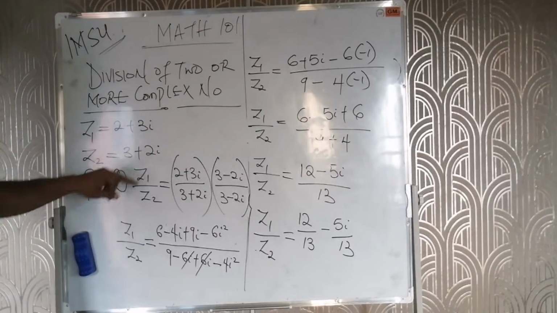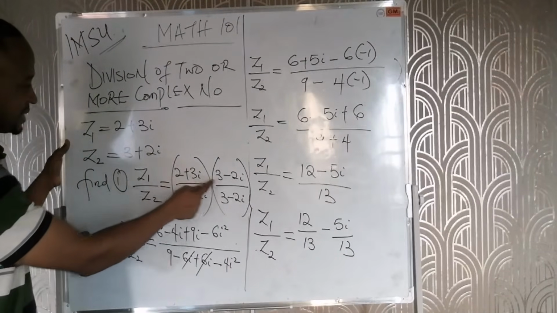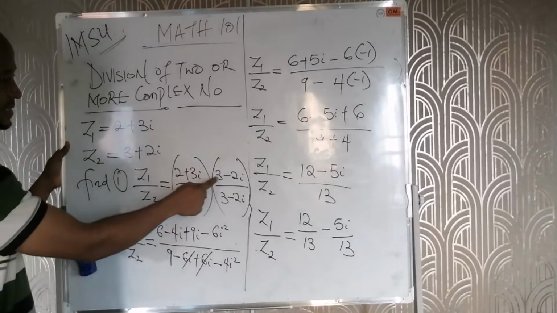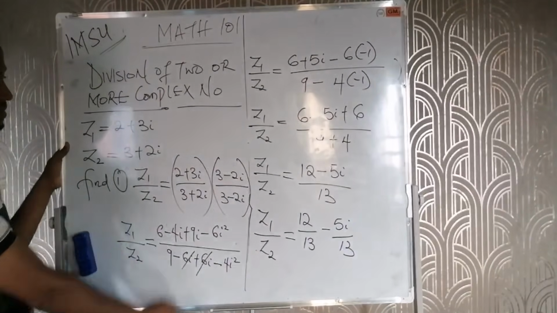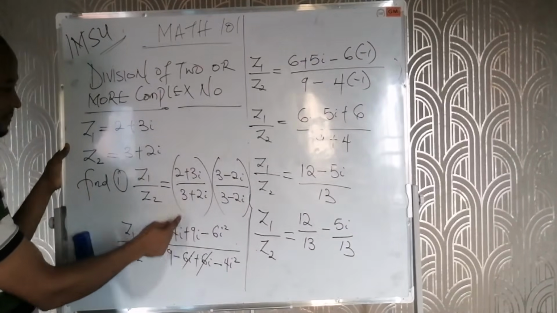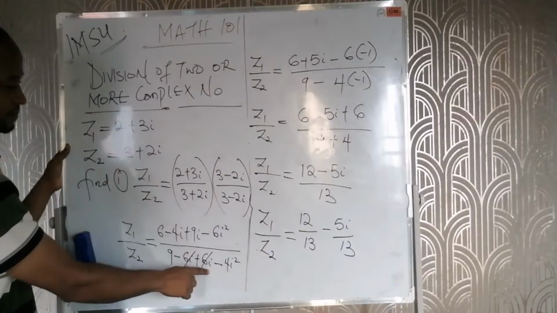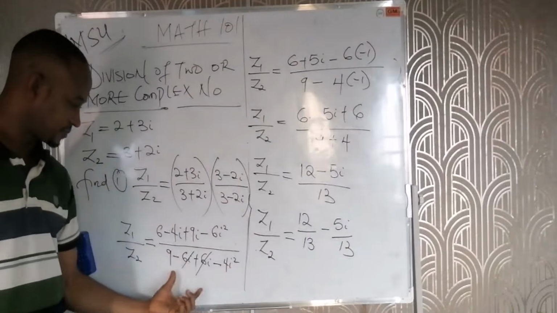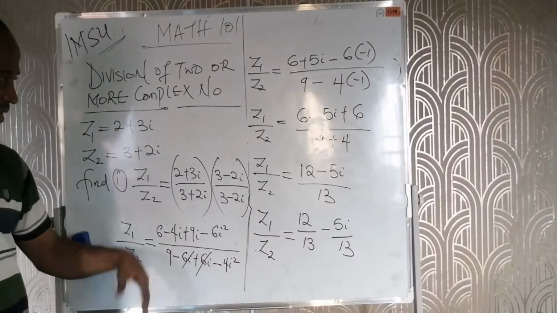Let me repeat again for those of you who just came in. We have 2 times 3, we have 6. 2 times minus 2i, we have minus 4i. 3i times 3 is plus 9i. Then 3i times minus 2i is minus 6i squared, right? Okay. So here we have 3 times 3 is 9. 3 times minus 2i is minus 6i. 2i times 3 is plus 6i. Then 2i times minus 2i is minus 4i squared. These two will cancel out because minus 6i plus 6i is 0.